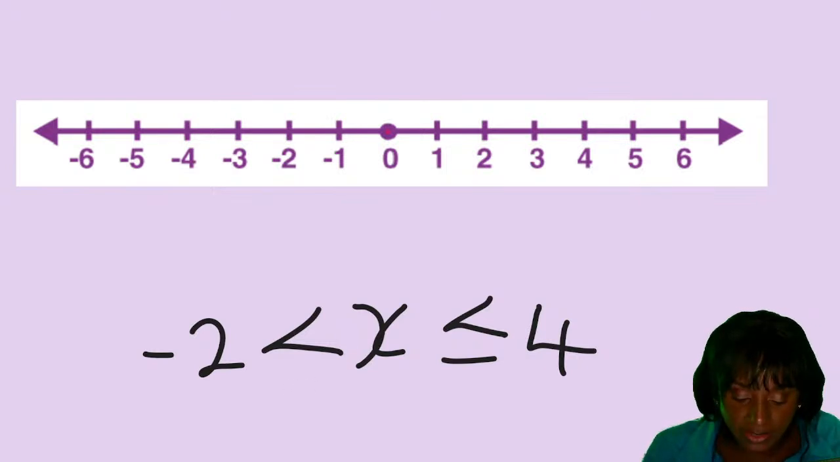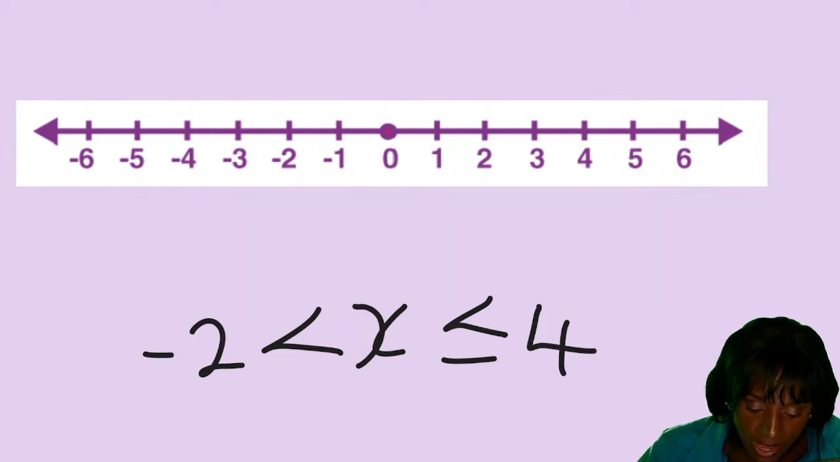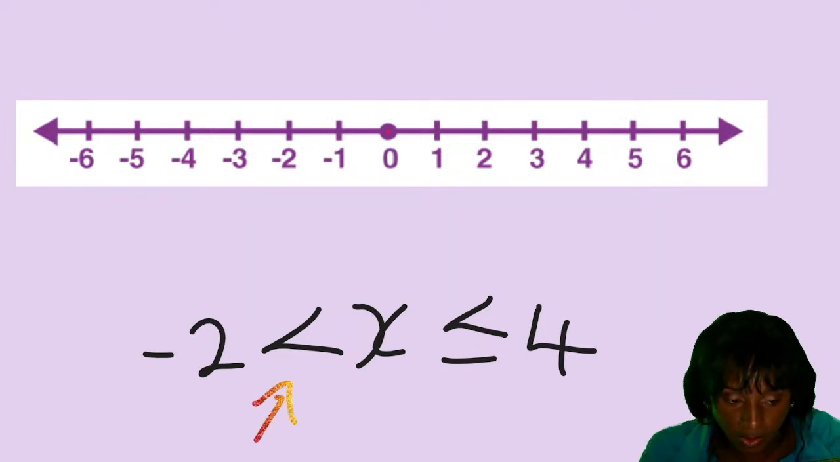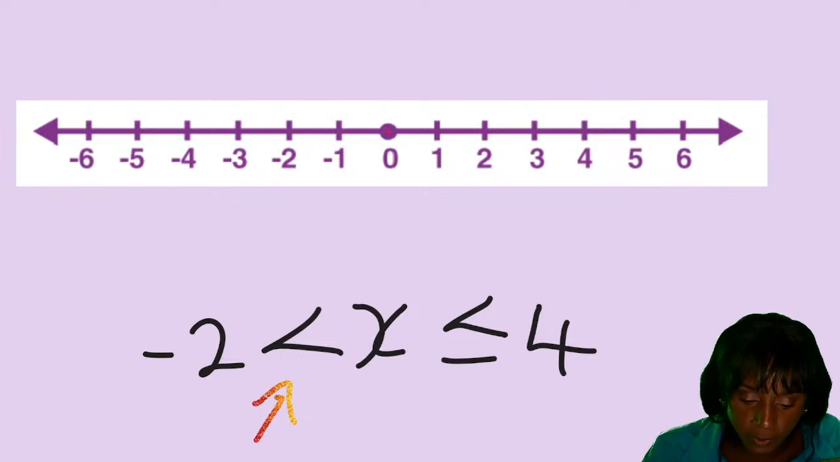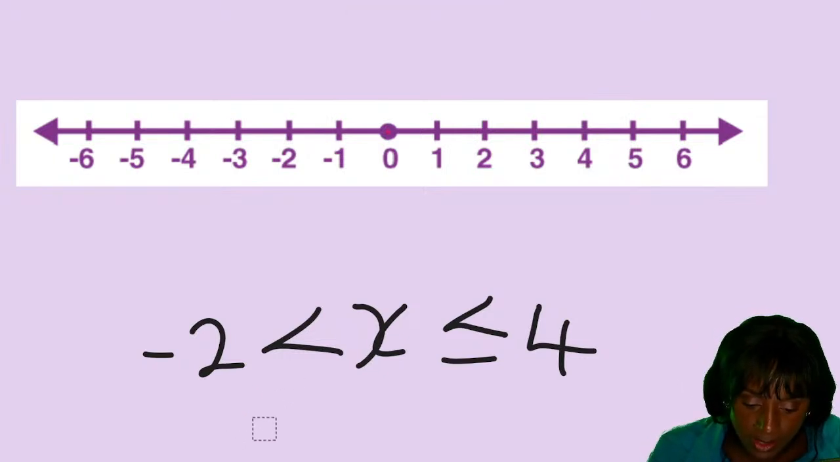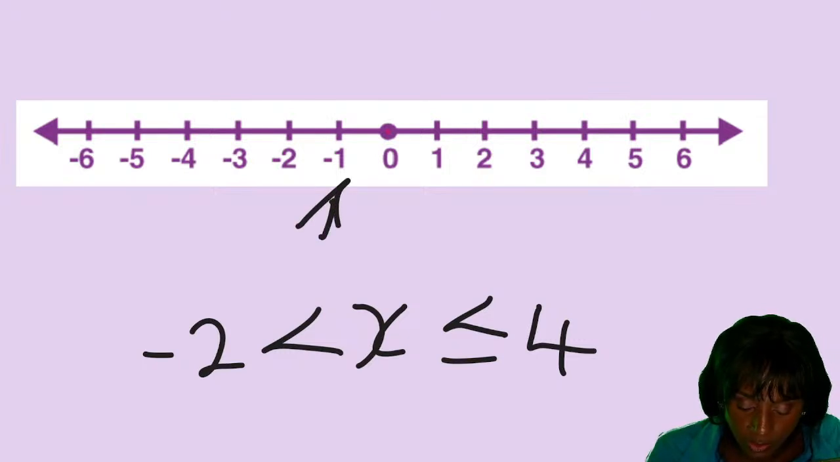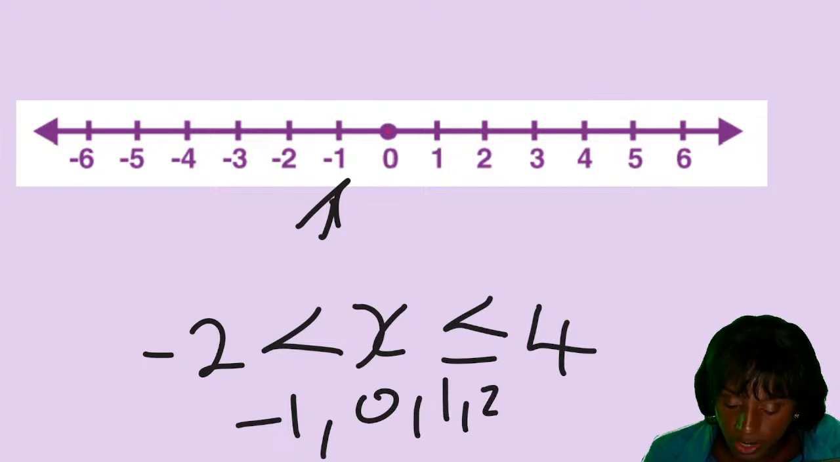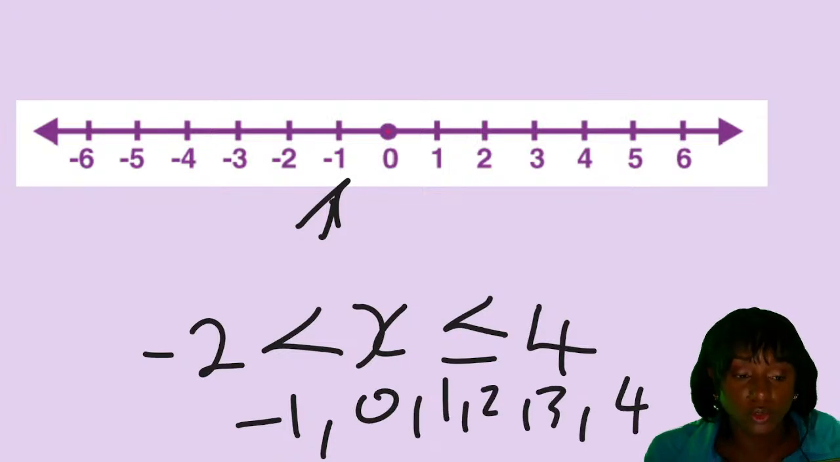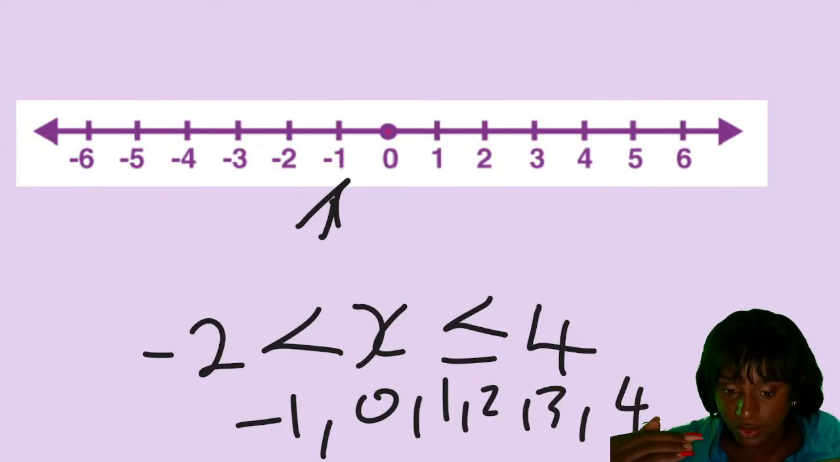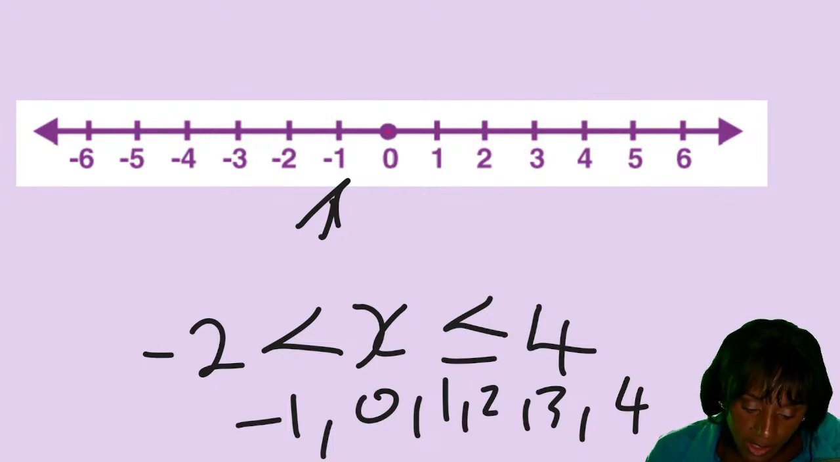If I have the sign like this, where I do not have the line below the more than sign, the inequality sign here, it means that the -2 would not be included in the range. Therefore, x is more than -2. I would have started at -1. It would be -1, 0, 1, 2, 3, and I would include 4. As long as you do not see the equal sign next to the more than sign or less than sign, you do not include the number. Because I had the equal sign here, then I would have had to include -2.